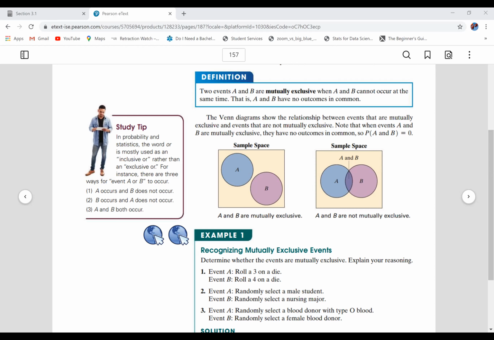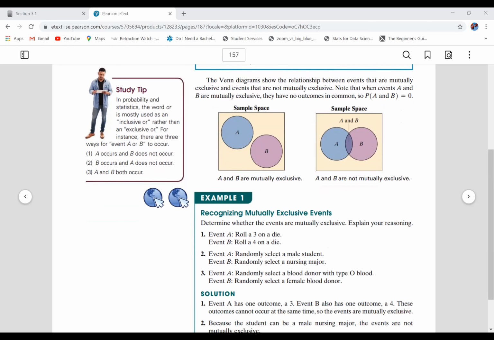Okay, number 3. Randomly selecting a blood donor with type O, randomly selecting a female blood donor. Is it possible to select a female blood donor who has a type O? Yes. Then if your answer is yes, that means the events are not mutually exclusive. It has to be a no.